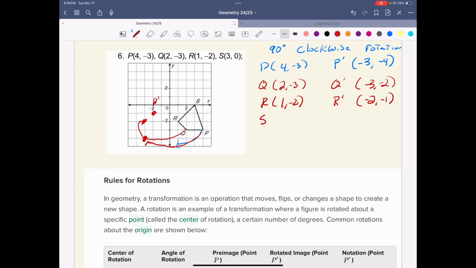And then my last one, S, was at 3, 0. So my S prime, my Y value goes there, and it becomes 0, negative 3, which is right there. So this is my new image that's been rotated about the origin 90 degrees. And you're done.